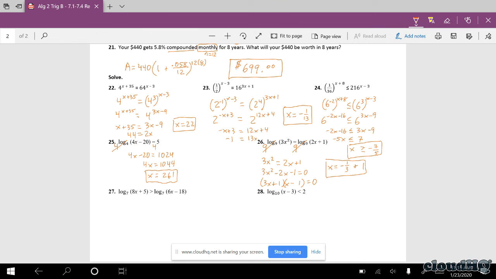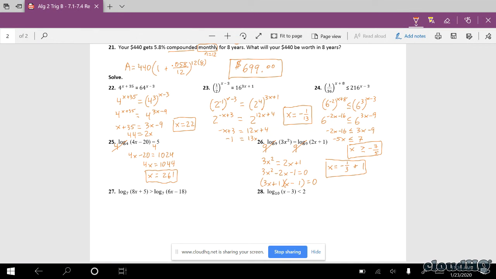If you plug them in and they give you positive logs that don't match, like maybe you get log of 5 equals log of 7, well, that doesn't work. It doesn't mean it was extraneous. It means you made a mistake. So both sides should be the same thing, and they need to be positive. If they're both positive but don't match, I would check your work.